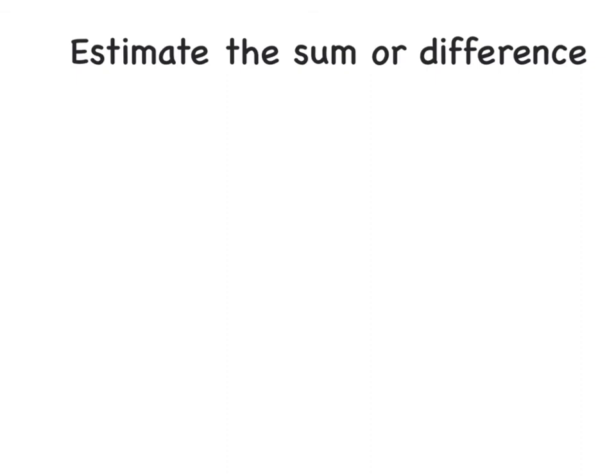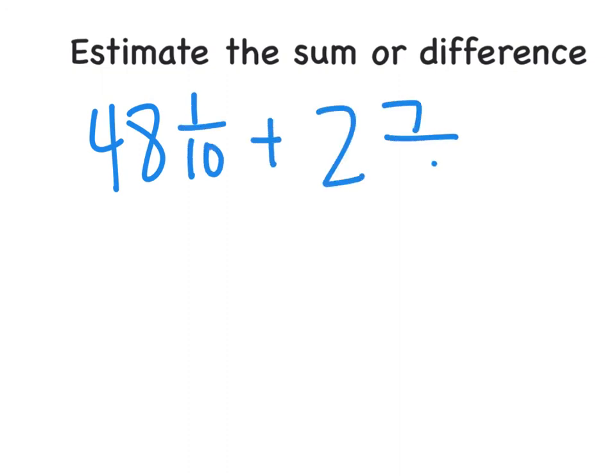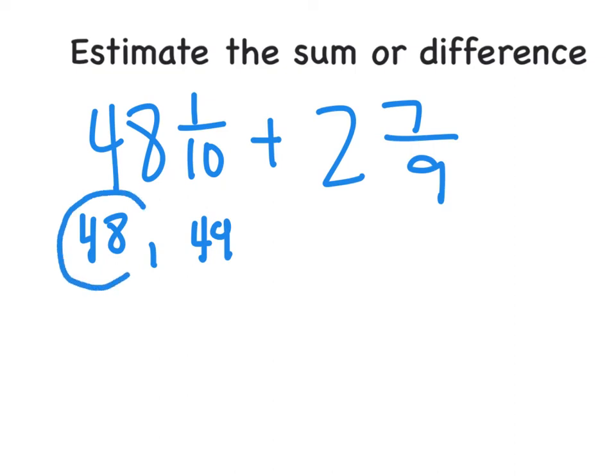Let's look at one more example like this. We'll look at 48 and 1/10 plus 2 and 7/9. 48 and 1/10 is in between 48 and 49. Half would be 48.5, or 48 and 5/10. Since 1/10 is smaller than 5/10, which would be halfway in between, 48 and 1/10 is closer to 48 than 49. Let's do the same for 2 and 7/9.